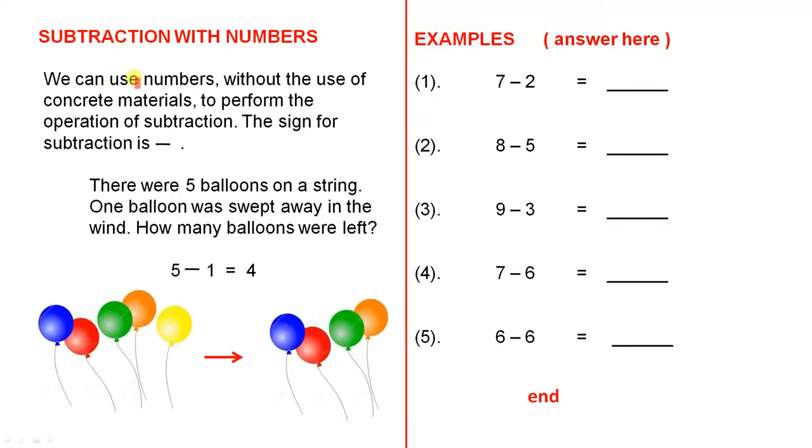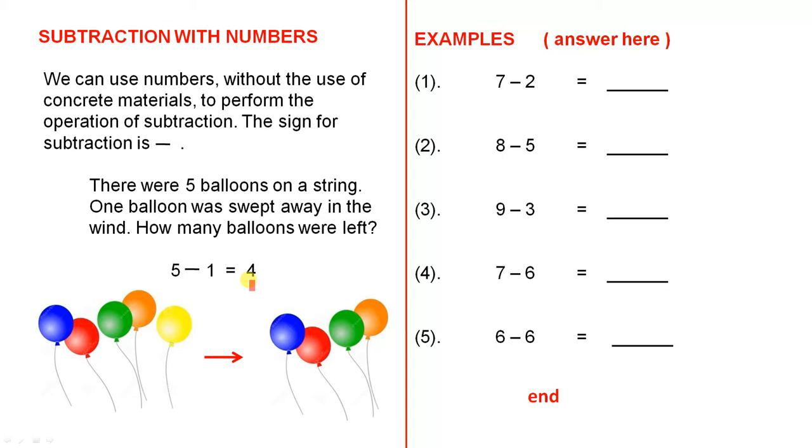Subtraction with numbers. We can use numbers without the use of concrete materials to perform the operation of subtraction. The sign for subtraction is, and there it is there, like a horizontal line. It's the subtraction sign, the minus sign, the takeaway sign. There were 5 balloons on a string. 1 balloon was swept away in the wind. How many balloons were left? So we have 5 balloons. 1 was swept away by the wind. So we take 1 away. So we have 4 left.